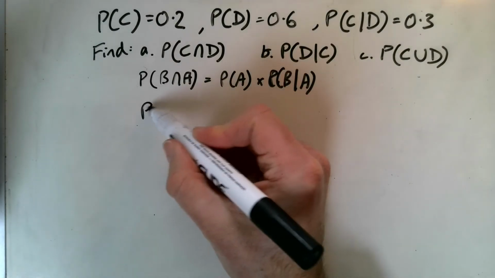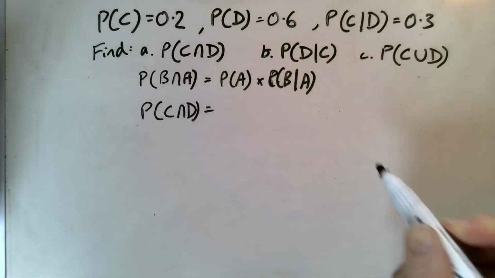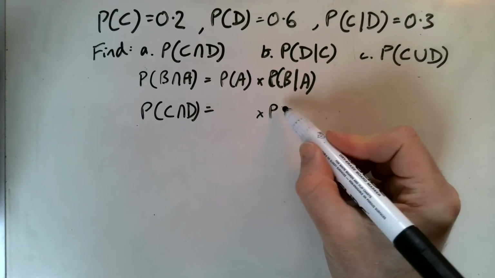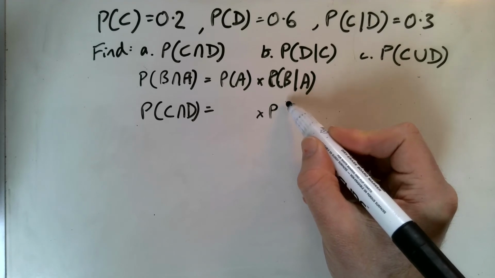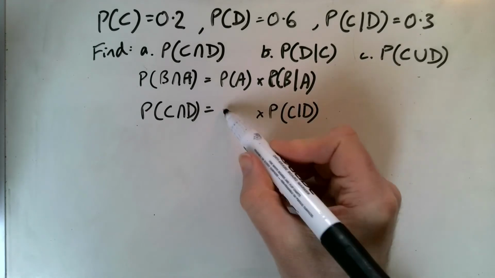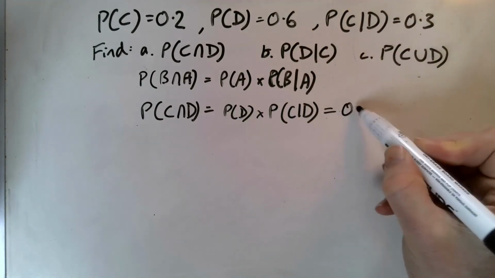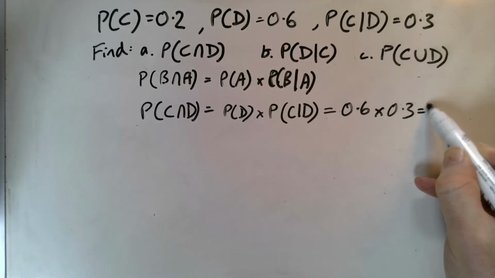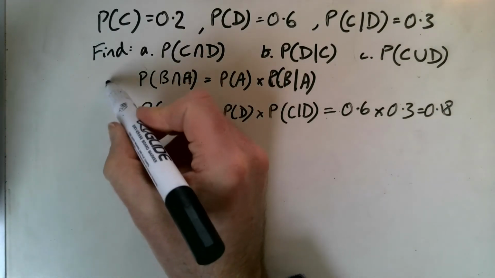So we're looking for the probability of C intersection D. So it's the probability of C given D, isn't it? So that means that we want the probability of D to go with it. So the probability of D is 0.6. We times that by 0.3 and we get 0.18. So that is our answer to part A.